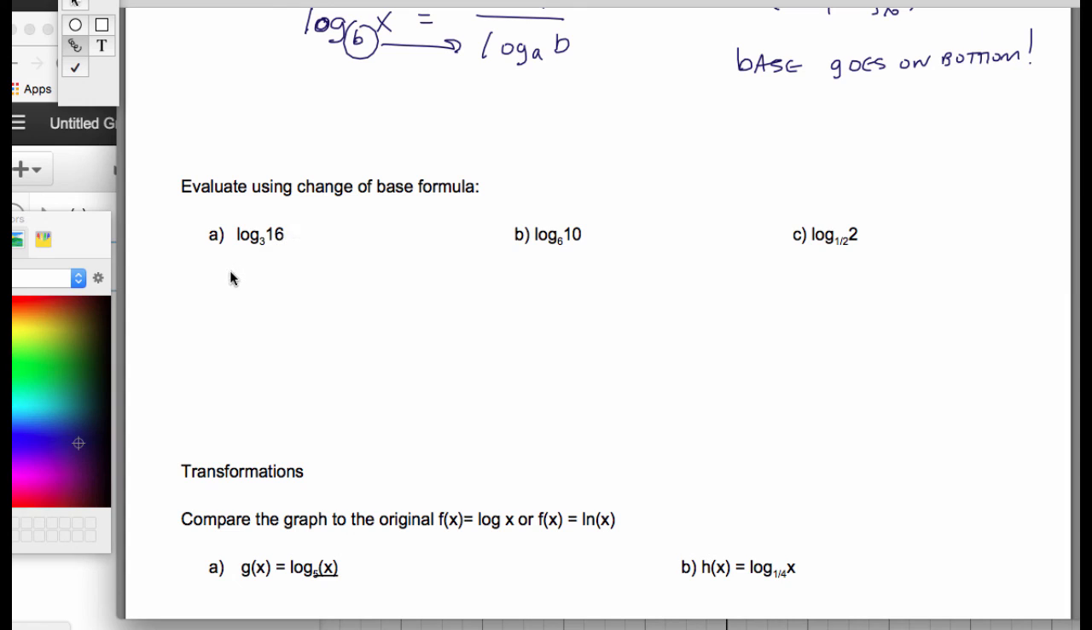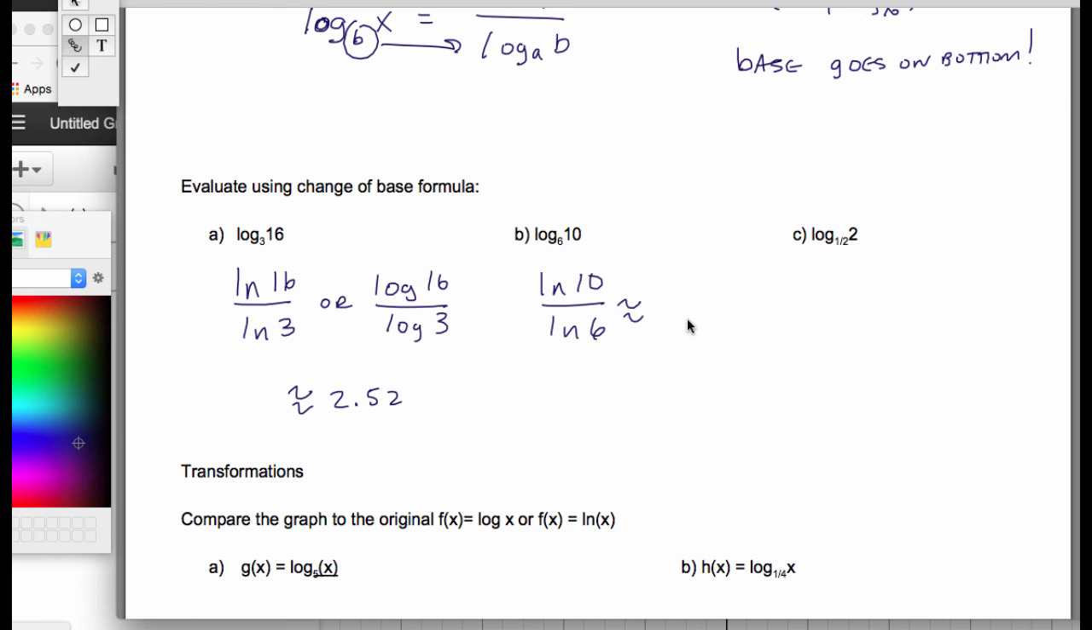I've got log base 3 of 16, so what I can do is the natural log of 16 over the natural log of 3, or I could do the log of 16 over the log of 3, and what I end up with is about 2.52 there. That just makes it easy, and then I can plug it into my calculator. Again, for log base 10 of 6, I'm just going to go ahead and use natural log here. So the natural log of 10 over the natural log of 6 is about equal to 1.29.